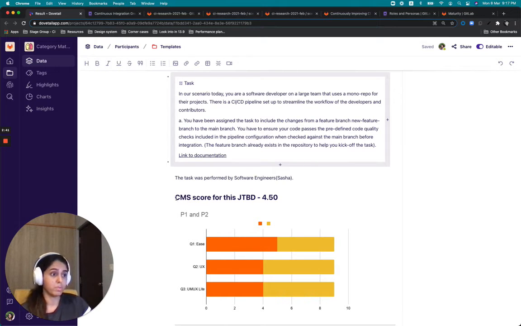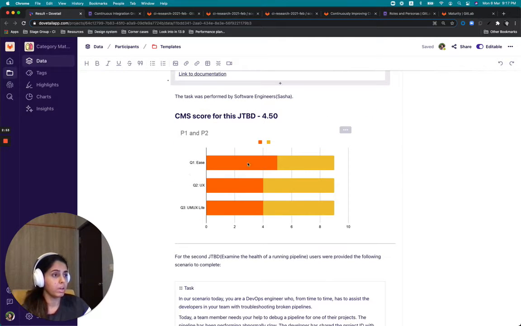So the overall CMS score for this particular scenario was pretty high. It was 4.5. That means participants found it pretty convenient and easy to perform the task that was provided to them. And talking about how participant 1 versus 2 reacted to the 3 different questions that we had put forward, the first question was around the ease of performing the task. So how easy or not easy was it for them to handle this task? And as we can see, it stayed in the zone of 4 to 5.